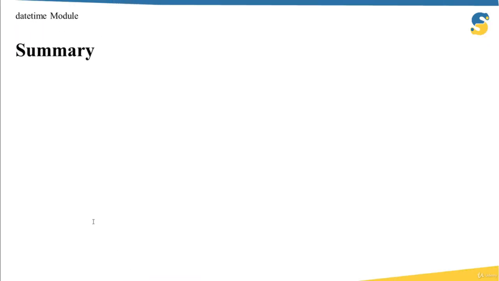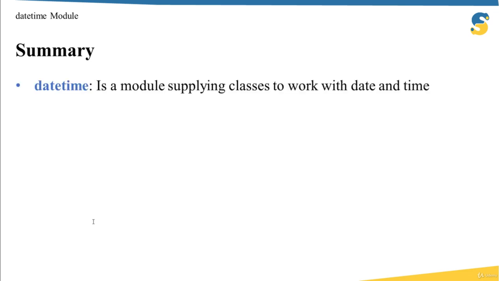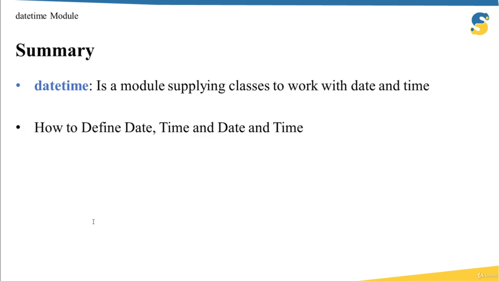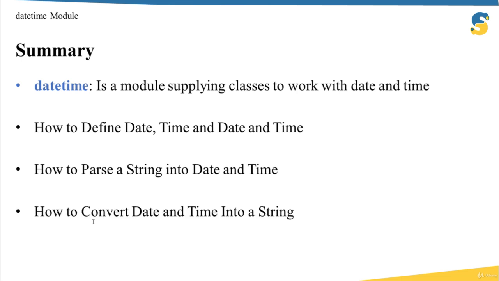Now let me summarize what we have learned in this lecture. First of all, the datetime module has been introduced as a module supplying classes and functions to work with date and time. Then we started to use datetime classes in order to define date, time, and datetime objects. Once we are able to get these objects, we saw how we can parse a string into date and time, in other words, how we can convert a string object into date and time. After that, we saw how we can convert date and time into a string, which means a formatted string. And for these two ideas, we know that we can specify the exact format that we want using some standard symbols. You can get access to them by seeing the link provided in the appendix.